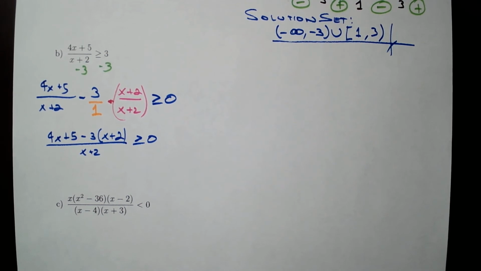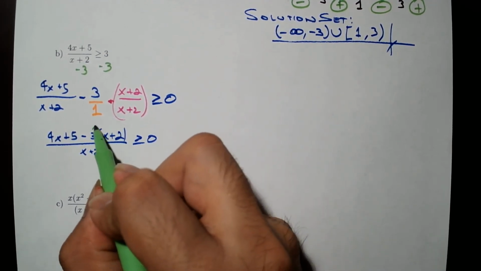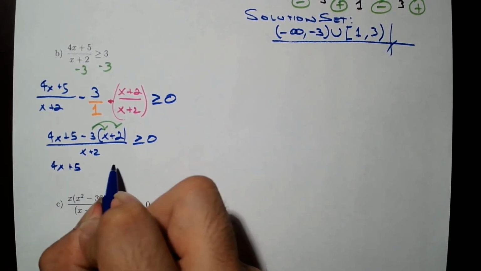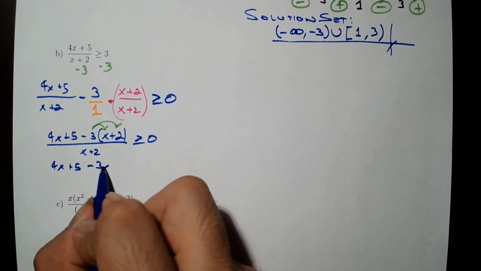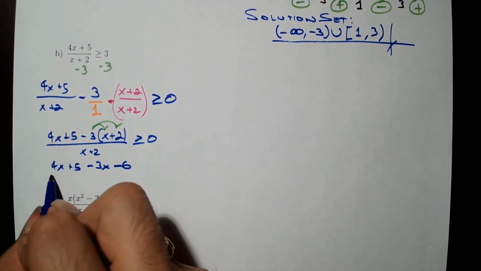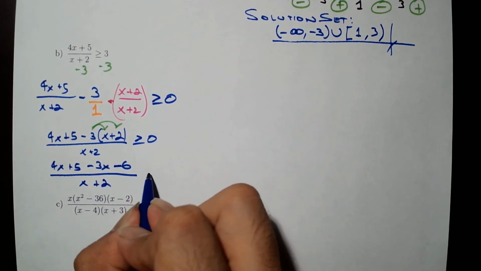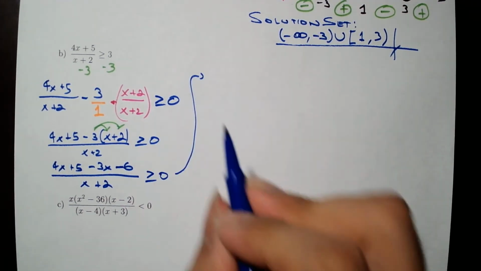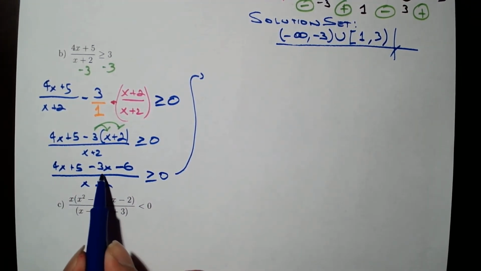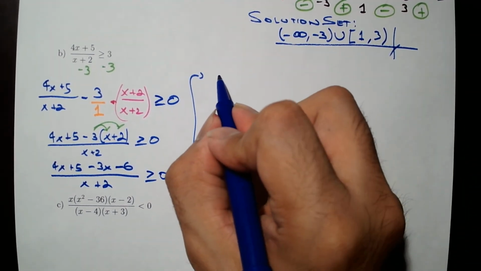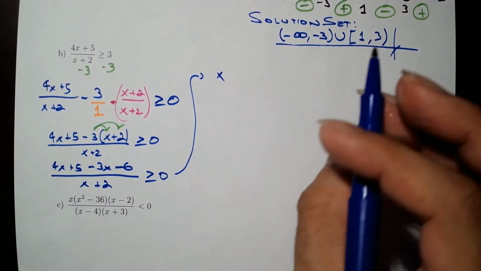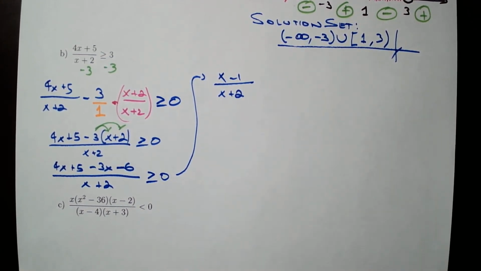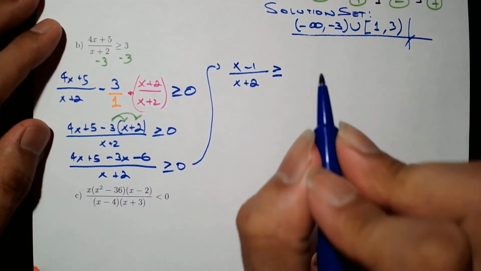And then I'm going to simplify this. I'm going to distribute the 3 to get 4x plus 5 minus 3x minus 6 divided by x plus 2, that's greater than or equal to 0. I'm going to continue here. x's with x's: 4x minus 3x, that's going to give me x. And 5 minus 6, that's going to give me negative 1. And divide that by x plus 2. All right. That's still greater than or equal to 0.